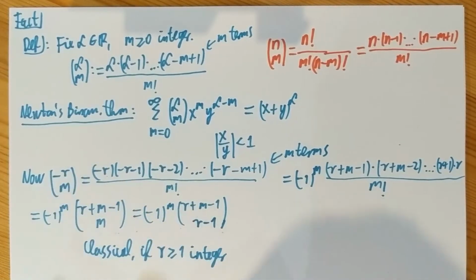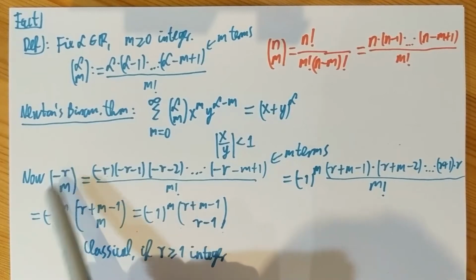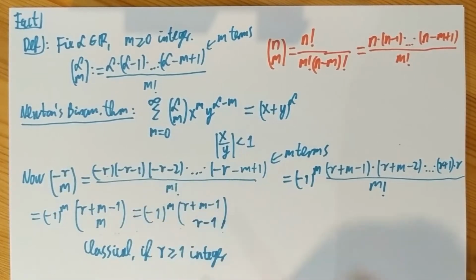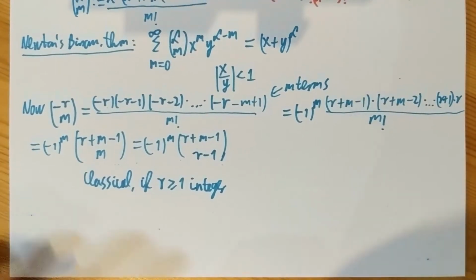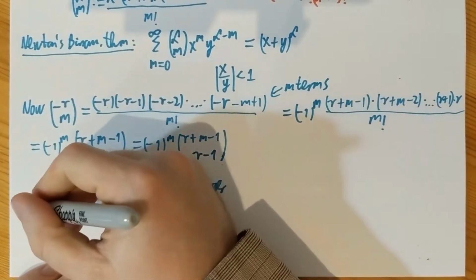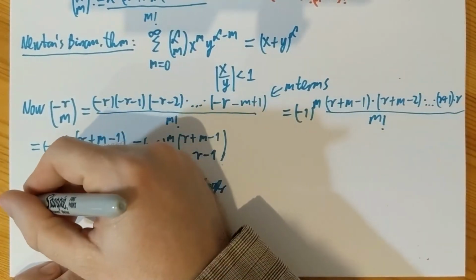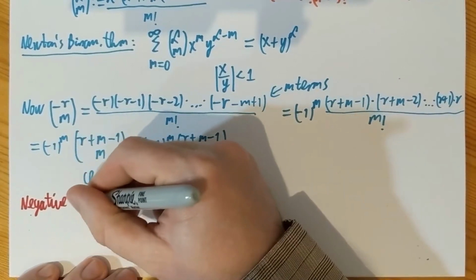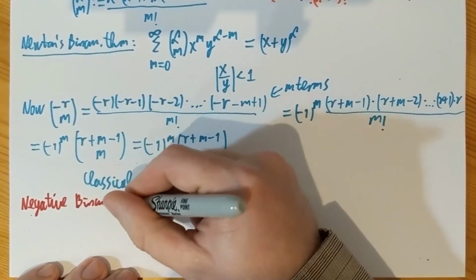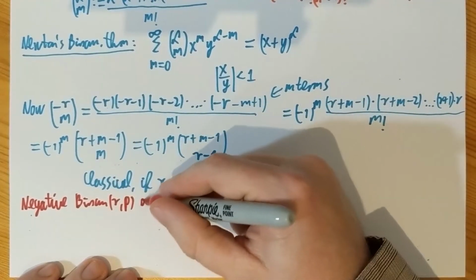So an interesting feature about these binomial coefficients is that I can change the negative sign up here. If r is at least 1, I can change the minus sign in front into this kind of classical binomial coefficient at the expense of a minus 1 to the m's power. That's a very useful thing to know, because with that I can now come to the negative binomial, parameters r and p, generating function.